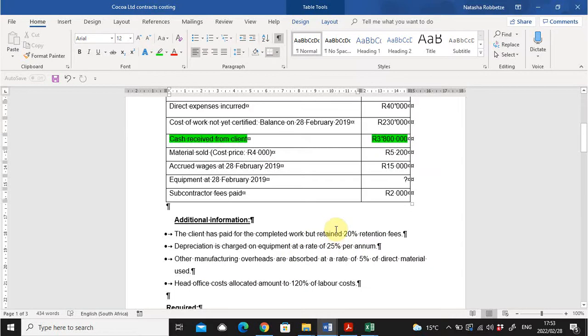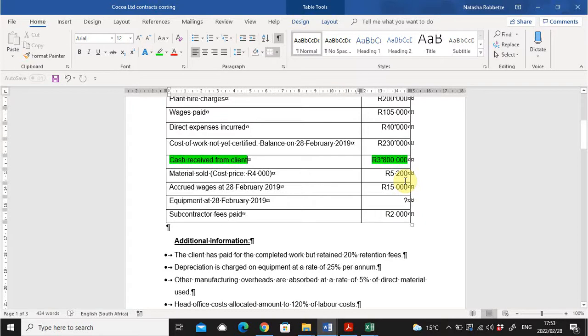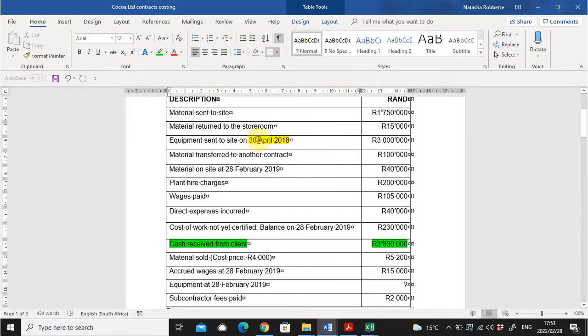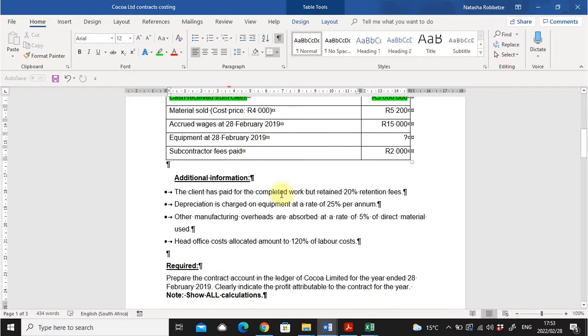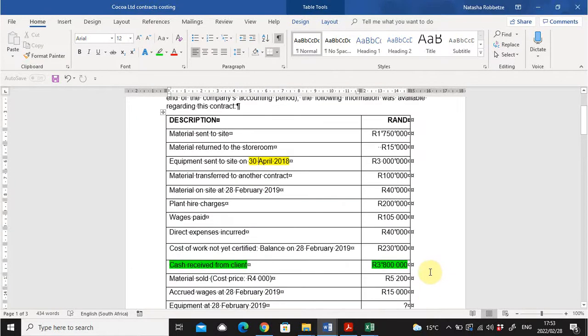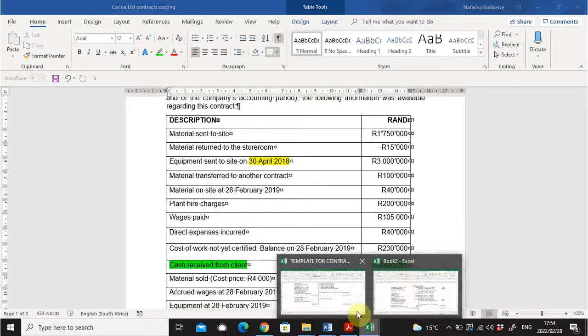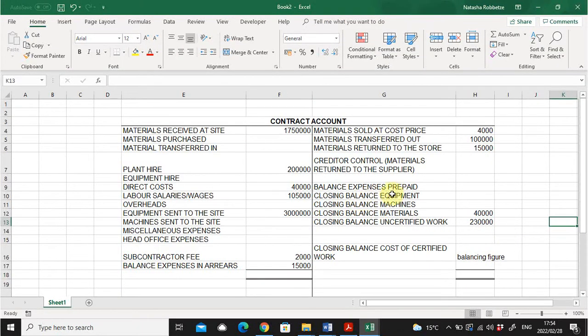Why do we need that? Because we need to calculate the value of the equipment at year end. So let's see, what would the depreciation be? The equipment was issued to the site on 30 April and our year end is 28 February. So 30 April, we will start counting May, June, July, August, September, October, November, December, January, and February. So that gives me a total of 10 months for which we used this equipment. So in order to fill out this figure here, the closing balance of the equipment, we need the carry value. So this will be the carry value of the equipment.